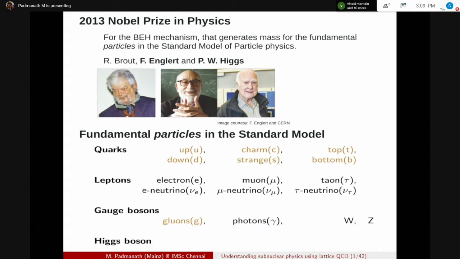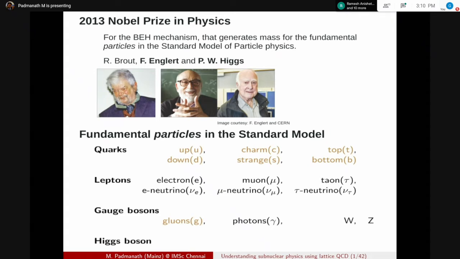And we can already see that some of the fields I have colored while others are represented in black, because these fields that are colored are of my interest. Particularly, of course, top is not of my interest in this current talk, or probably in the near future we may not address top. But the remaining up, down, charm, strange, bottom quarks, as well as gluons are the fields that are of interest in my talk.